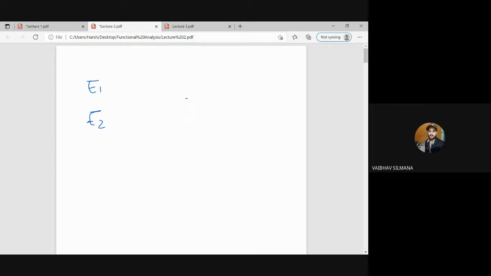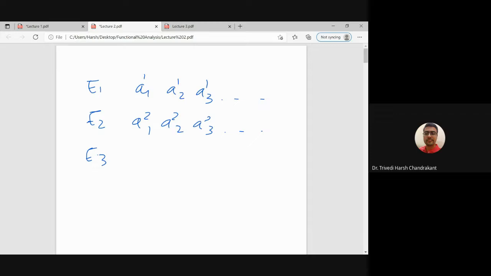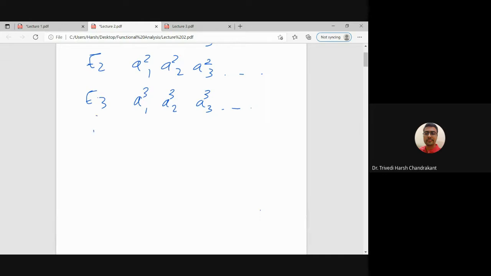Yes, sir. So each of these is a countable set. That means its elements we can write as A1, A2, A3, and so on. B2 has B1, B2, B3, and so on. B3 has, let us say, so instead of writing this way, let me write A11, then A21, A22, A23, and so on. And the third set E3 has elements A31, A32, A33, and so on.